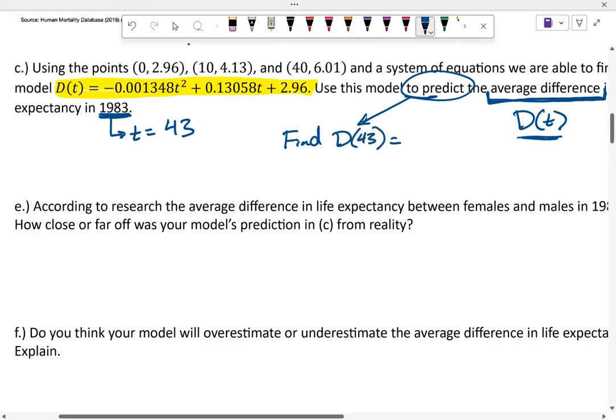What is d of 43? So using this, how would I find d of 43? What do I do with 43? Plug it in. Do I have an equation for d of t? Yeah, so plug it in. Definitely not doing that by hand. So use your calculator. Plug it in. Find out what d of 43 is. That's our prediction.